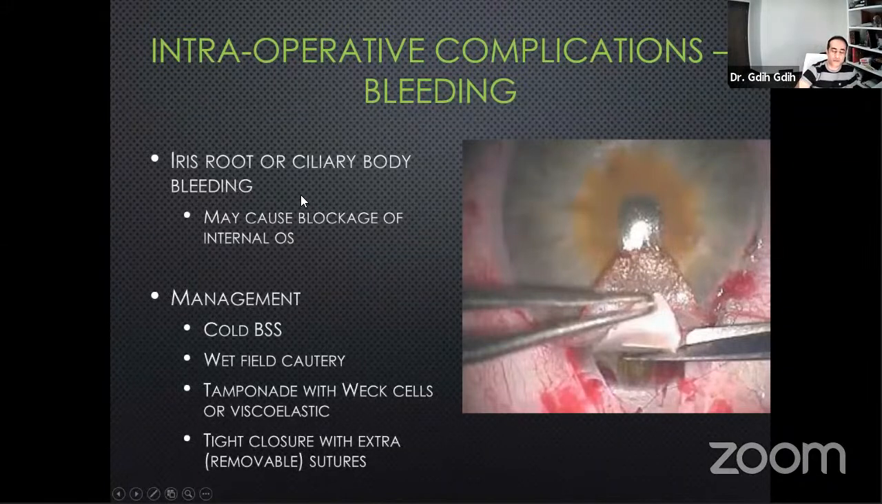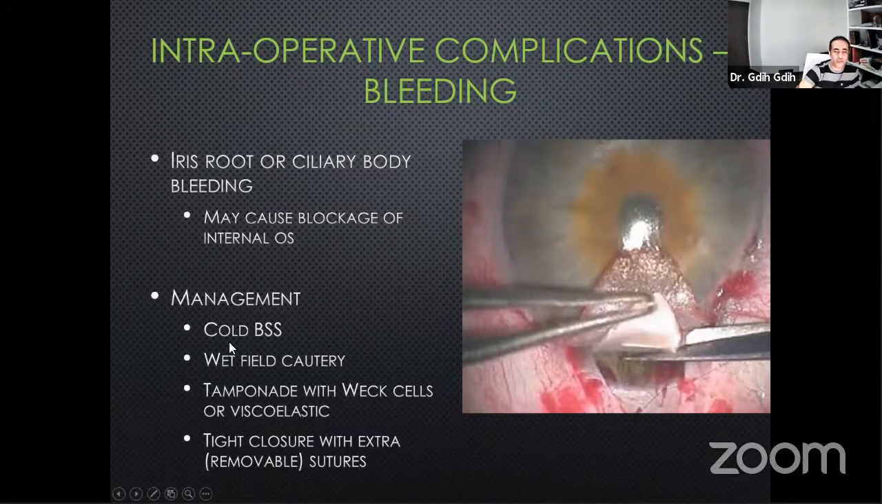Also, one of the reasons why a patient can have intraoperative bleeding is when the iris root or ciliary body has been damaged while you're doing your peripheral surgical iridectomy. One of the steps of trabeculectomy is peripheral surgical iridectomy. Sometimes a surgeon will cut too posterior, and they can inadvertently cut the ciliary body or iris root, and it's highly vascular, and then you can have bleeding.